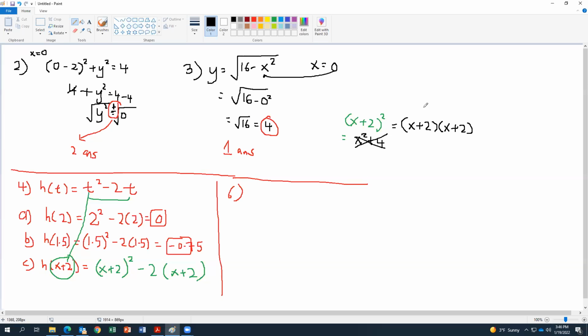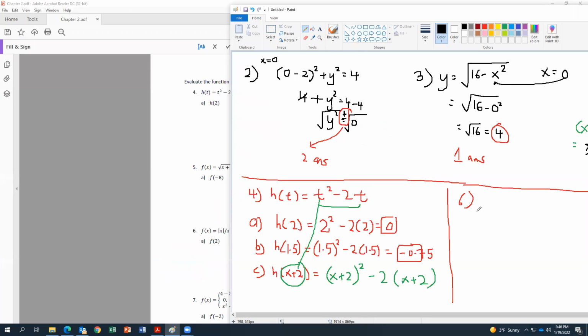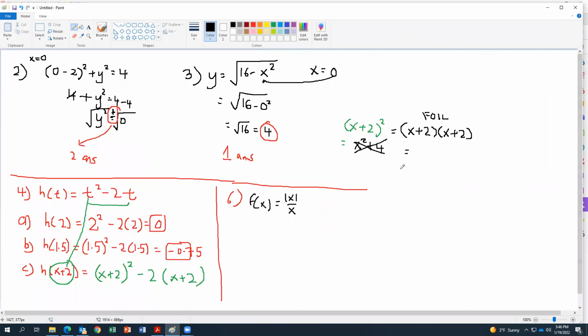You guys know how to FOIL, right? And you won't get x squared plus 4. For those students who think it's x squared plus 4, please avoid that. You will get it wrong, especially on your test. So I recommend you do it this way. Anyone know how to FOIL this?